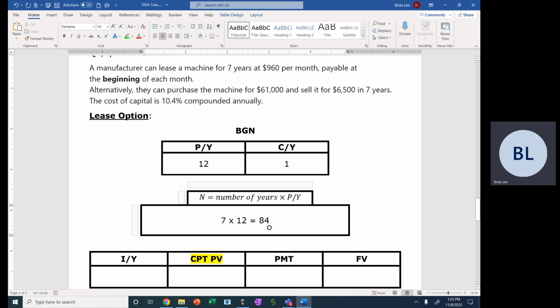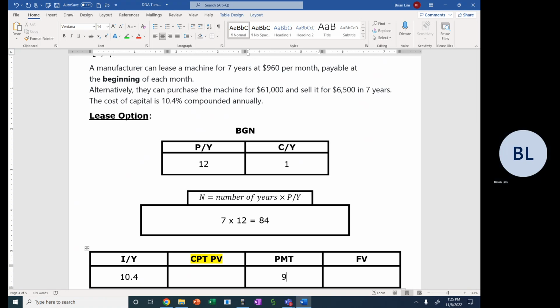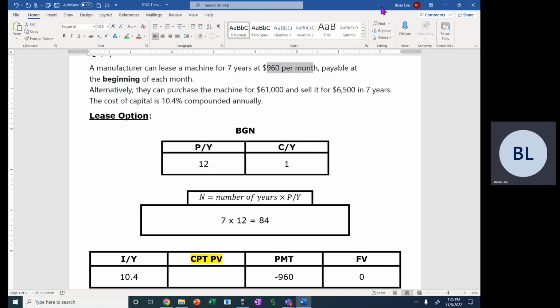Okay, what's the interest rate? The interest rate is 10.4. We see it right up here. So let's put that in. Now, there are no boxes for these in this case. Why? Because you've been doing these things very often. So you should be able to figure these out easily. All right, so $960 per month. Okay, so that's the lease option we're doing right now.